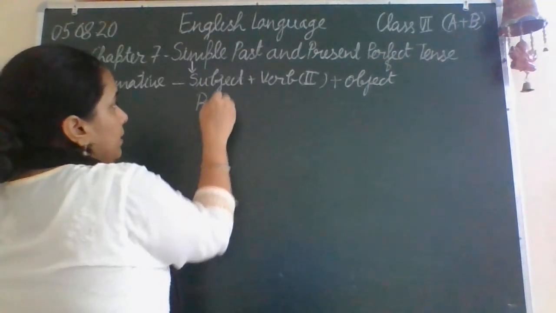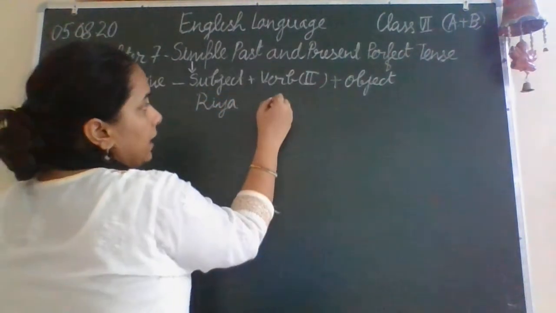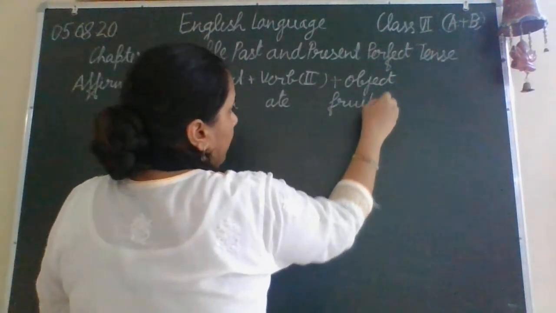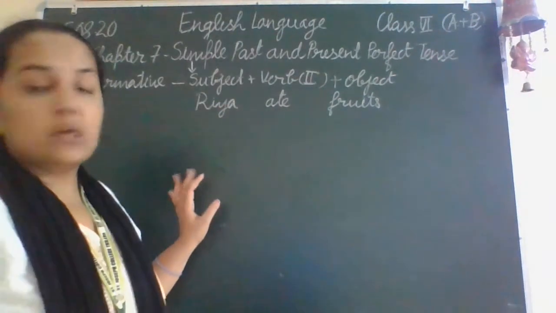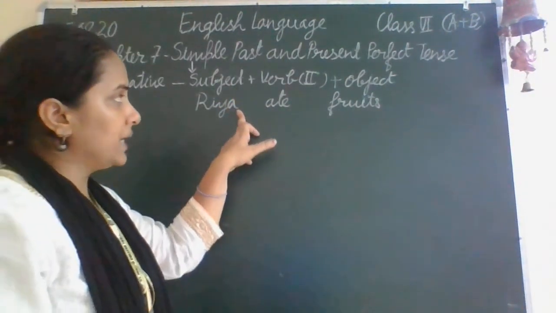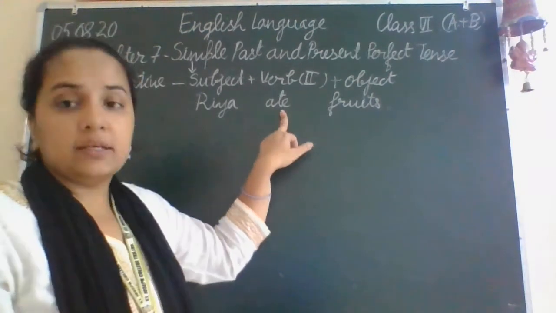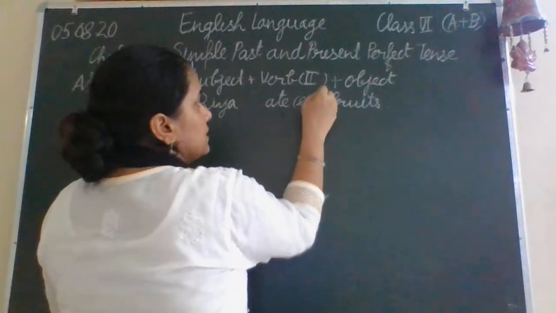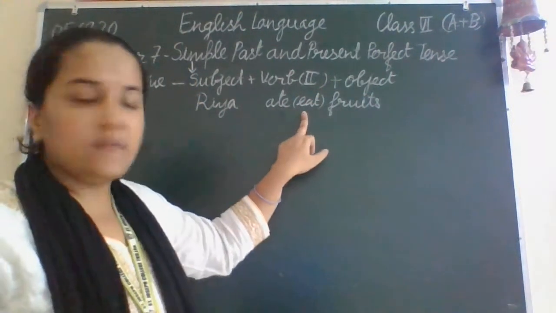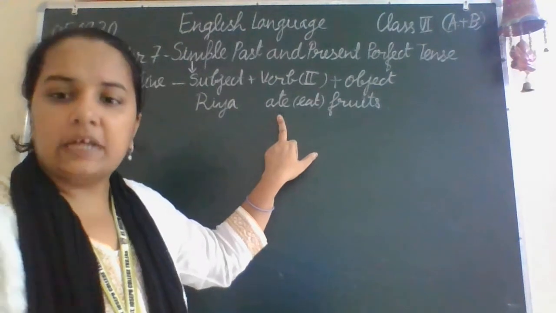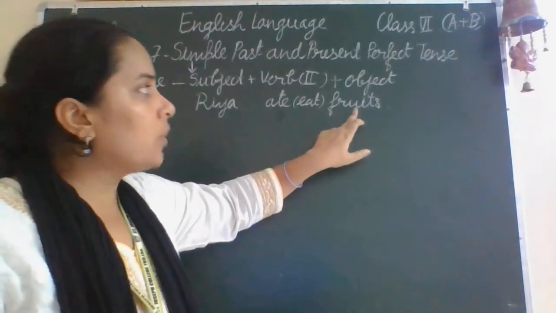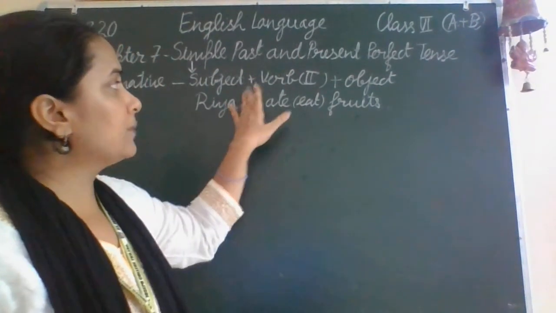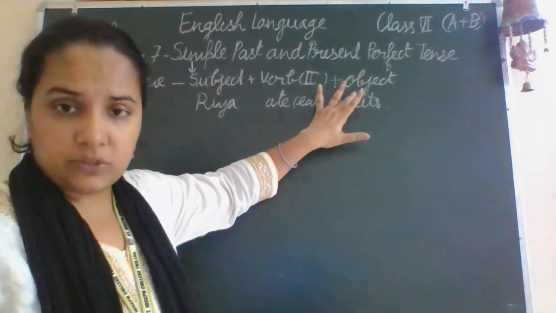For example, Ria ate fruits. So here Ria is the subject, the second form of verb is ate. This is the second form of eat. Eat is the base verb and ate is the second form of the verb, and the object is fruit. So it is very simple: subject plus second form of verb plus object.